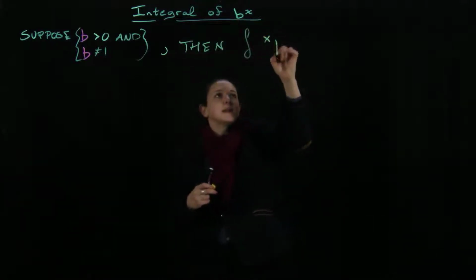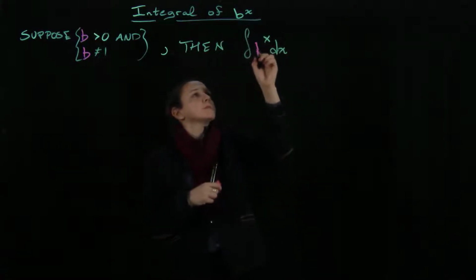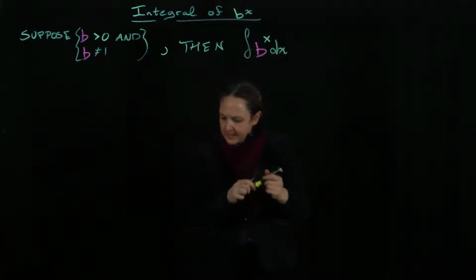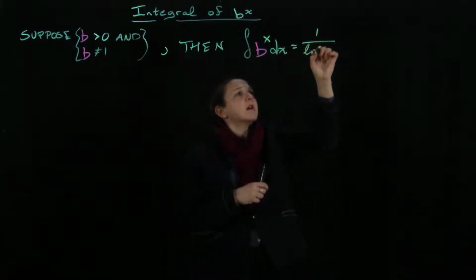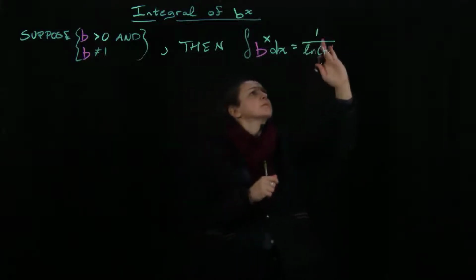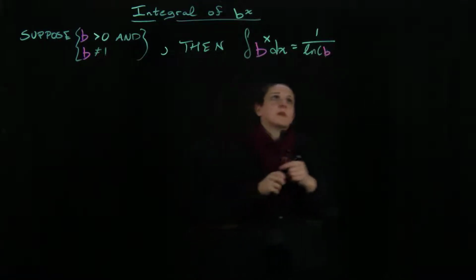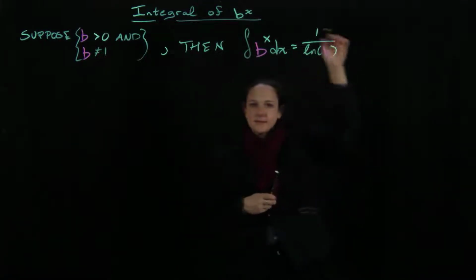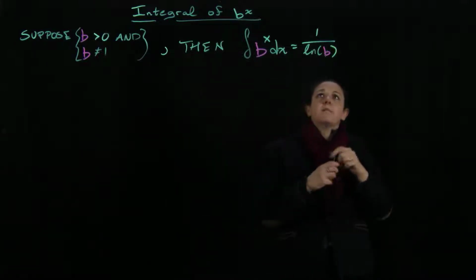of b to the x dx, so I'm going to put a b in there, is going to equal 1 over the natural log of b, and notice that this is a constant. That could end up being important. And then we have b to the x plus c.